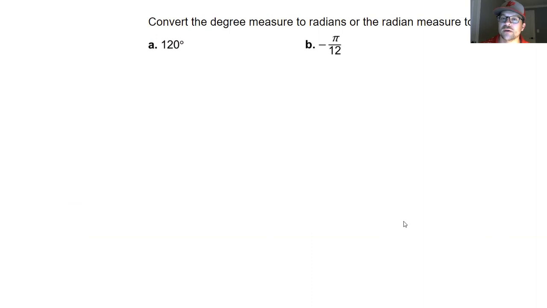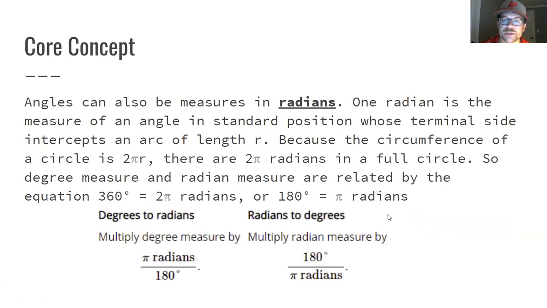All right, converting radians to degrees. I actually had these out of order, so let me switch on over to how to convert. So your angles can also be measured in radians. A radian is just another unit to measure angles.